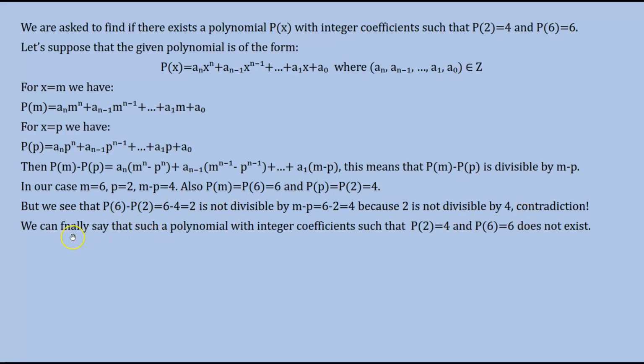So this means we can finally say that such a polynomial with integer coefficients such that p of 2 is equal to 4 and p of 6 is equal to 6 does not exist, because if it existed, p of 6 minus p of 2 should be divisible by 6 minus 2. But 6 minus 4, which is equal to 2, does not divide 6 minus 2, which is equal to 4. So this is the solution of this problem.